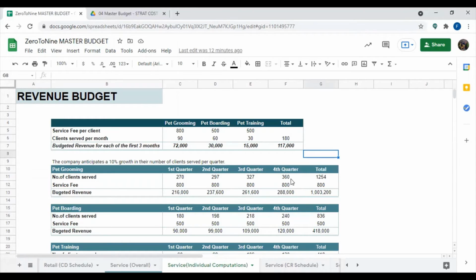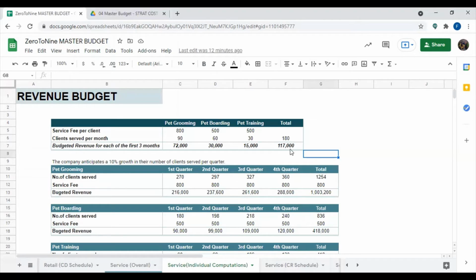And for the fourth quarter, the number of clients served is 360, which is 327 times 110%. And multiply it by the service fee of 800. The budgeted revenue for the fourth quarter is 288,000.